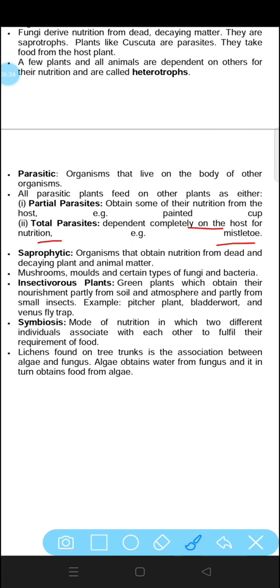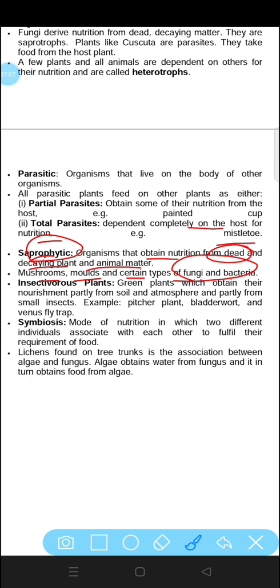Now next one is saprophytic. Saprophytic organisms obtain nutrition from dead and decaying plant and animal matter. Whatever matter is given by plants or animals, if it is dead or decaying, it will be consumed by the saprophytes, and they are called saprotrophs. For example, mushrooms, molds and certain types of fungi and bacteria are saprotrophs. They are saprophytic in nature.